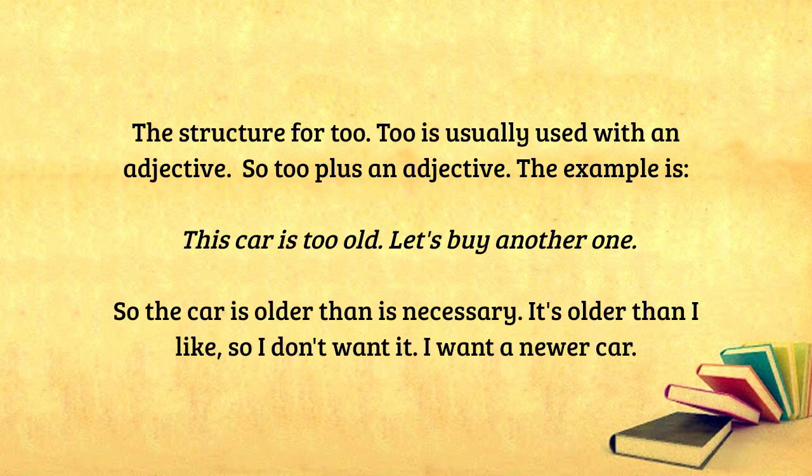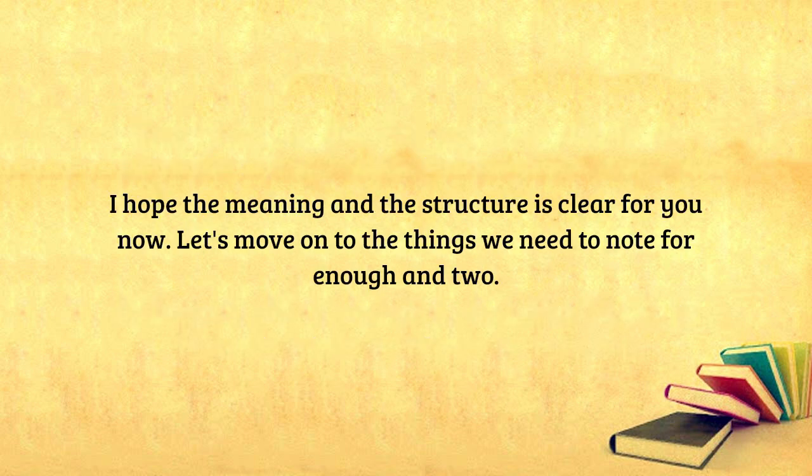The structure for too is usually used with an adjective. So too plus an adjective. The example is, this car is too old. Let's buy another one. So the car is older than is necessary. It's older than I like. So I don't want it. I want a newer car. I hope the meaning and the structure is clear for you now.